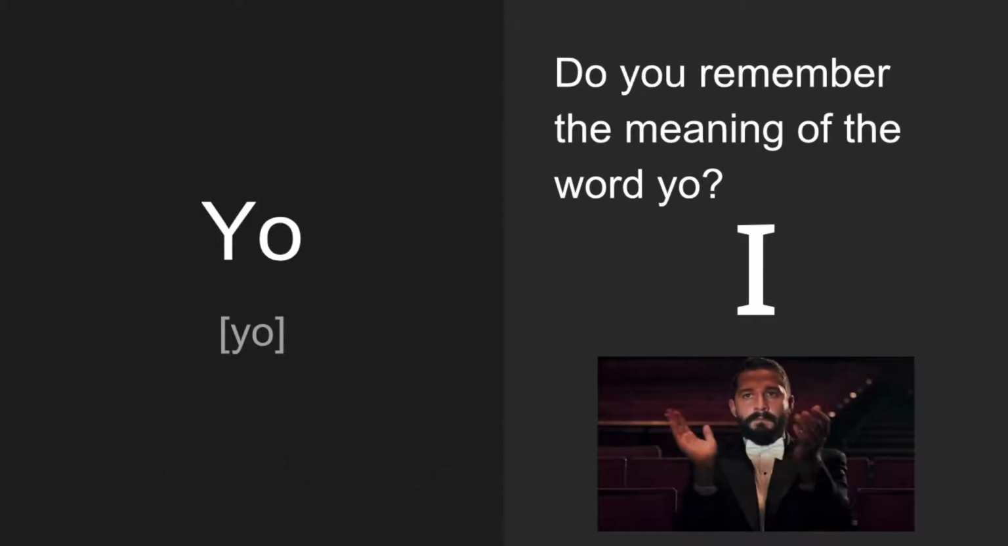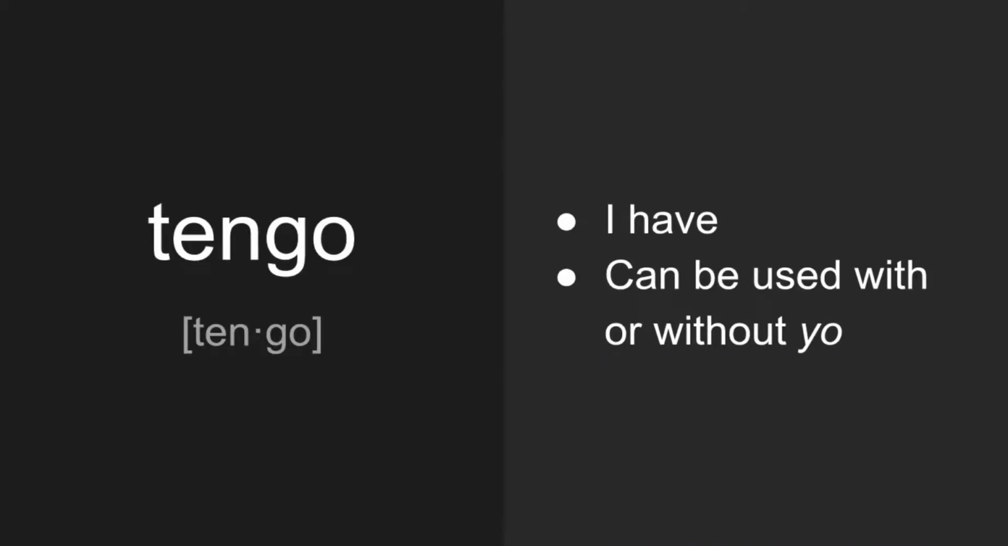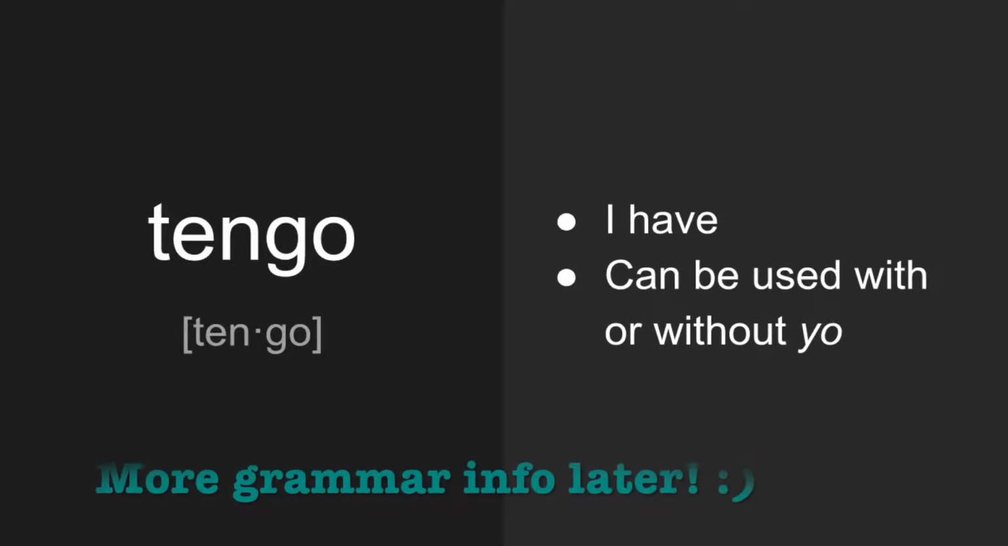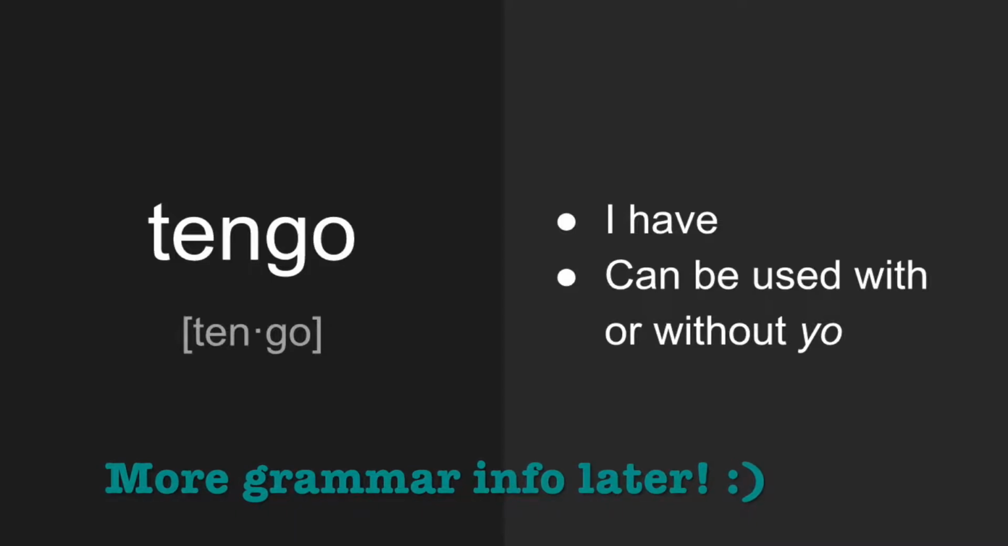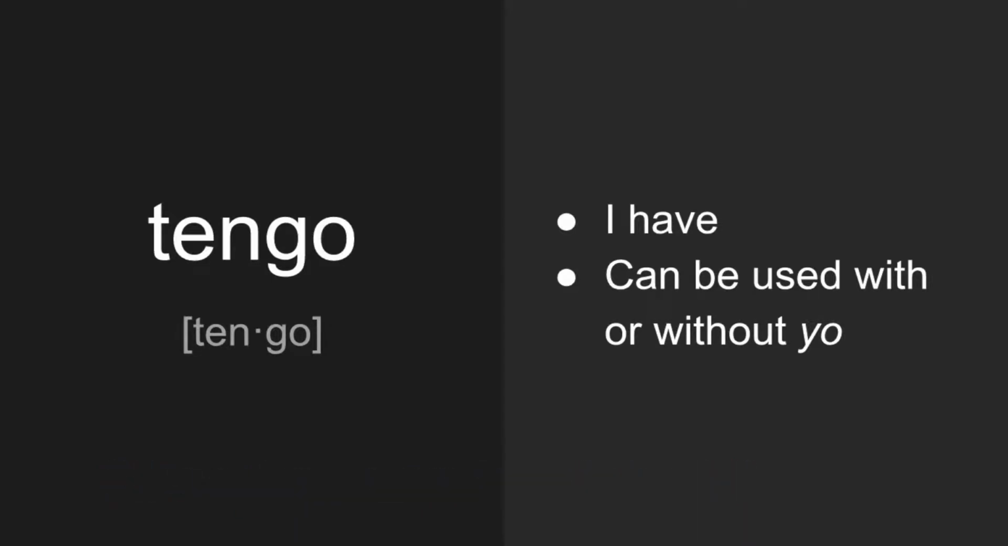Aplausos, aplausos. Muy bien. The next word we have is tengo. Repitan, tengo. Tengo means I have, and it can be used with or without yo. And this is actually a lesson that we're going to go into more in detail later, but a lot of verbs in Spanish communicate the person who is doing the action within the verb itself. So just remember that you can say tengo or you can say yo tengo, and they both mean I have.